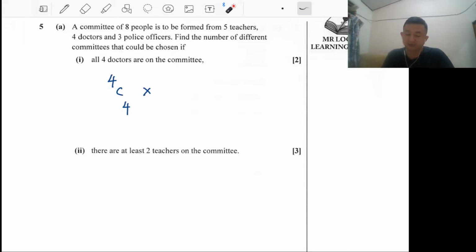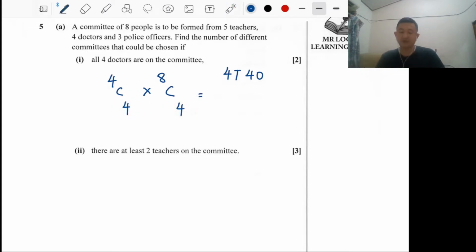How many others left? You have 5 more teachers and 3 more police, so you have 8 others left. Out of these 8, how many more do you need? Because in total you need 8, and you have 4 here. So you need 4 more. So 8C4. That is 4 doctors and 4 others.